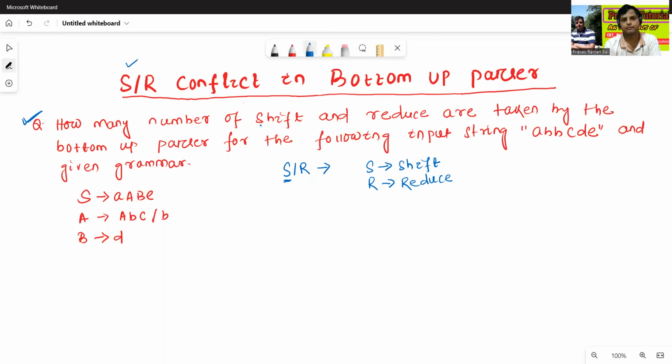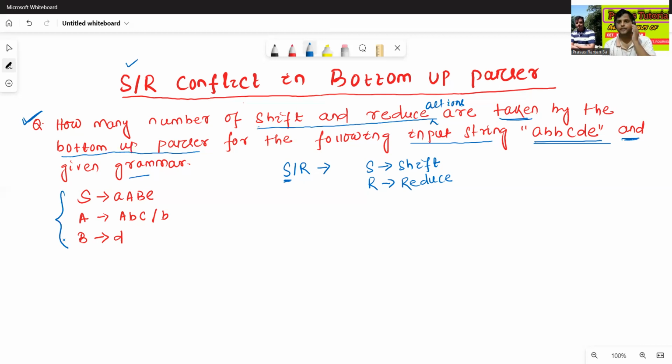How many shift and reduce actions are taken by the bottom-up parser for the following input string? Here the input string is A, B, B, C, D, E. This is the input string, and here is the given grammar: S to AB, A to ABC or B, and B to D.